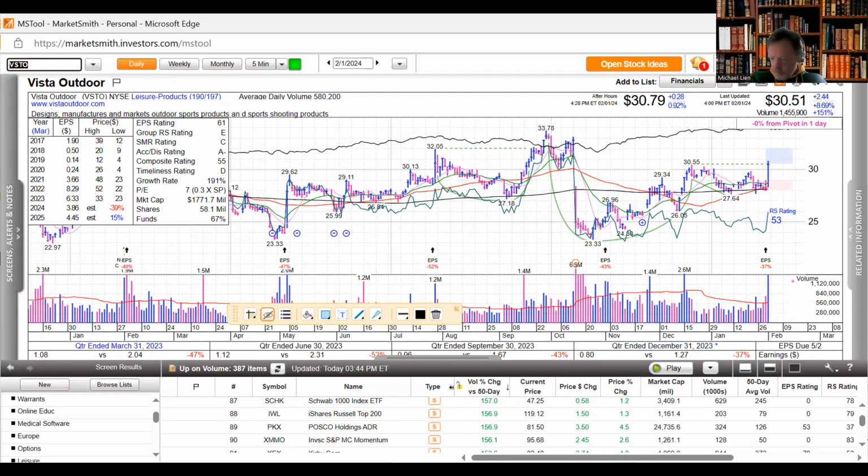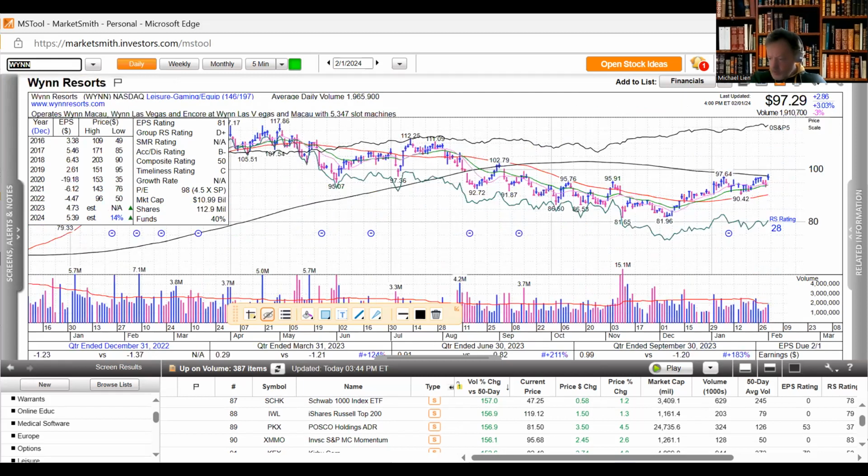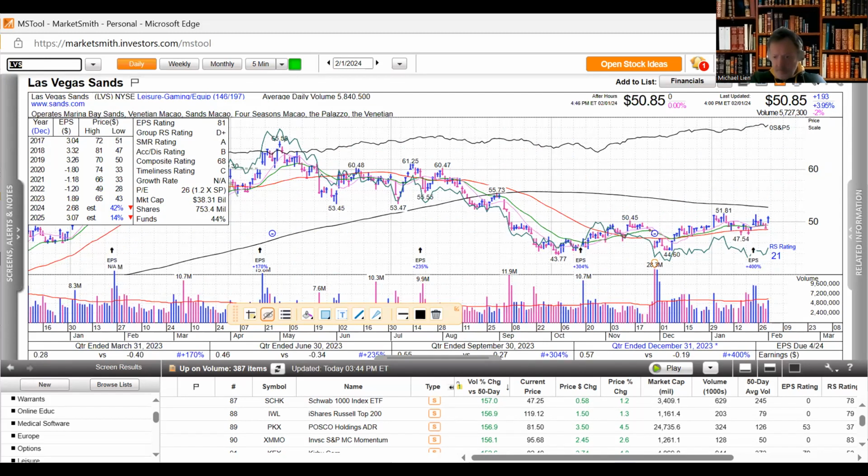Wynn Resorts and Las Vegas Sands, January gross gaming revenue increased 67% from the year prior. Got a gap up in Wynn's, 3%. Las Vegas Sands, up pretty close to 4%.